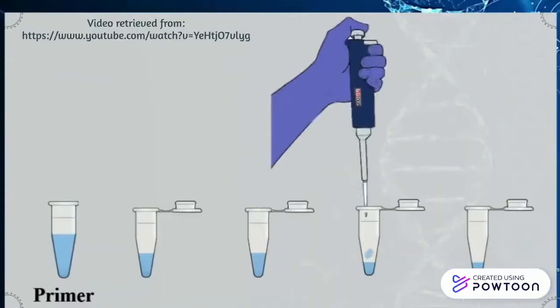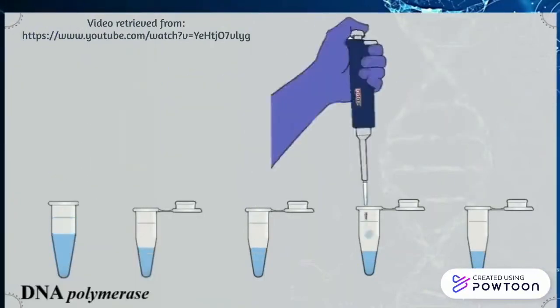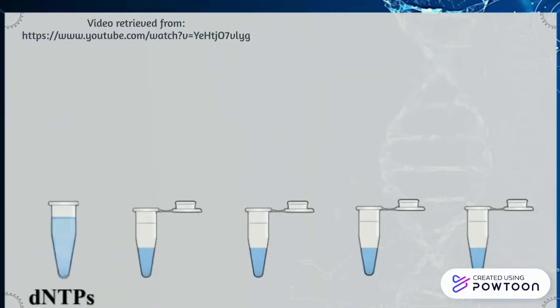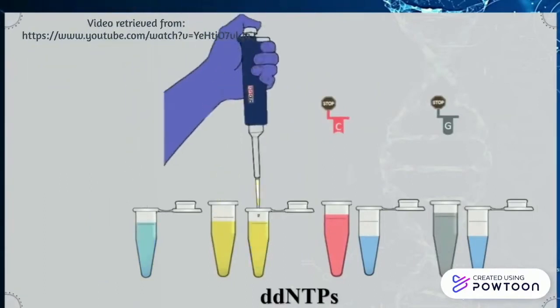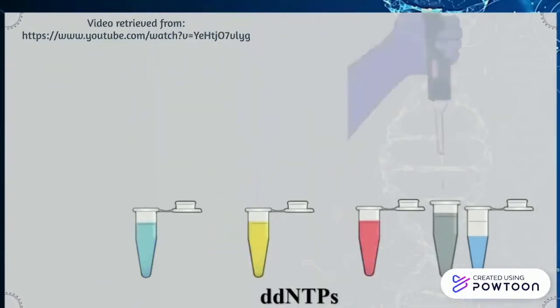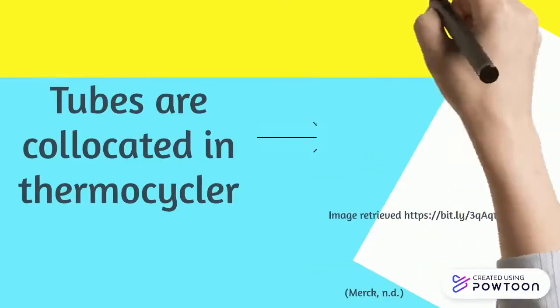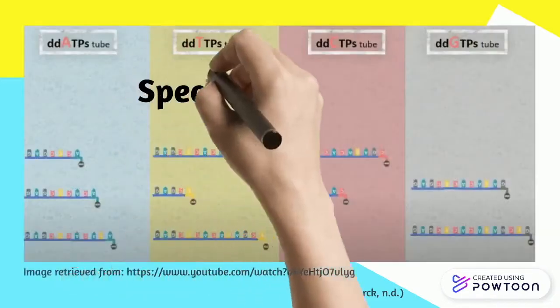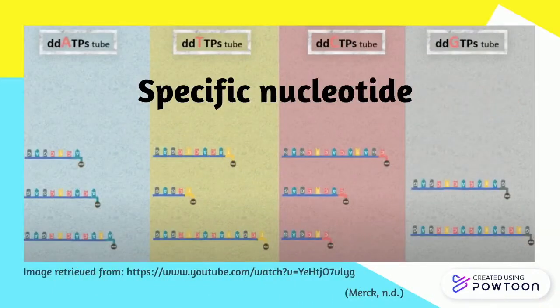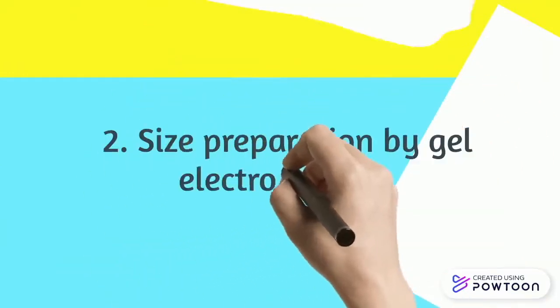First, a primer is transferred to 4 tubes. Then, DNA polymerase is added to each tube. Subsequently, dNTPs are added to each tube, and then specific ddNTPs, dideoxynucleotides, which can be guanine, adenine, cytosine, or thymine, are put in each tube. Then, the tubes are placed in the thermocycler, and an N-chain PCR is performed. Each tube has sequences that end with a specific nucleotide, depending on the ddNTP added. Second step, sample preparation by gel electrophoresis.